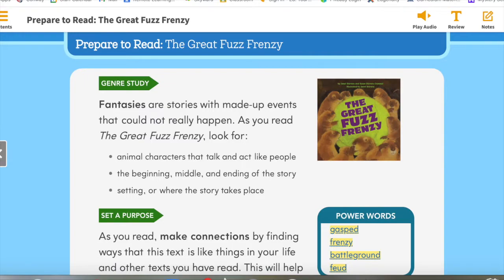Our learning target is I can make connections by noticing the ways this story is like things in my life. This will help me understand the story. So when you're reading, there are a few different kinds of connections you can make that help you understand the story. You probably are doing these already without even realizing.